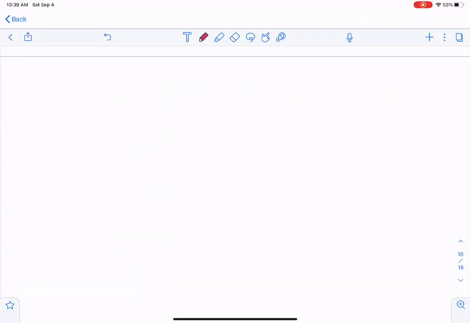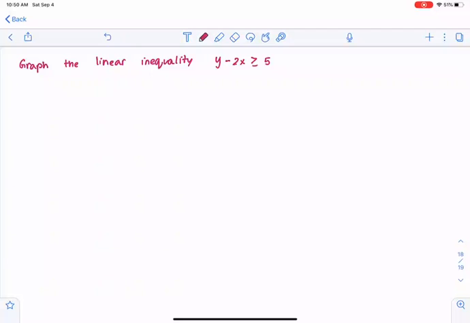So let's see. Okay, so here we want to graph a linear inequality. In other words, we've got to graph a line and find the region that corresponds to that line. So I'll show you how to do this using the calculator also, but let me do it manually first.